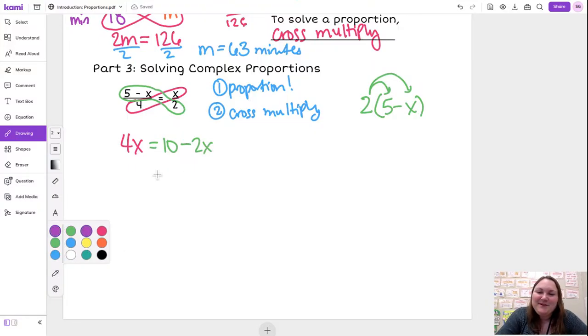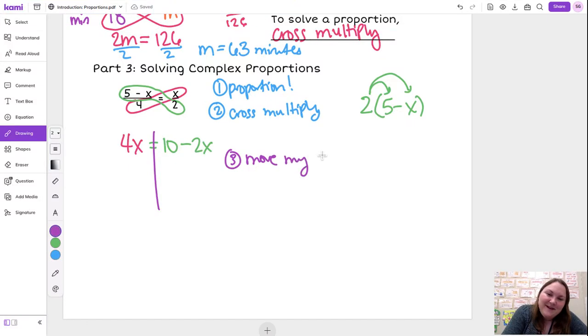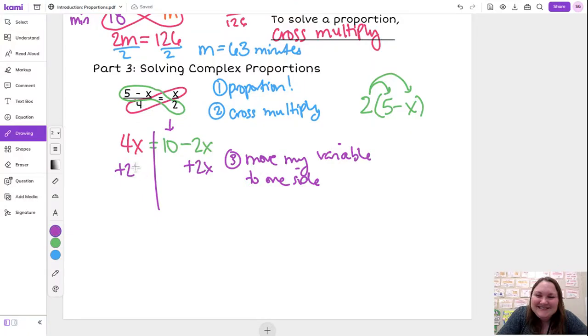The rest of this is going to be review from what we learned earlier this week about multi-step equations. To finish solving this, I have variables on both sides. So the next thing I want to do is move my variable to one side. Because in this equation, the number is already on this side, it means I'm going to have the right side be my number and the left side be my variable. So I want to cancel the minus 2x by adding 2x on both sides. That gives me 6x equals 10.